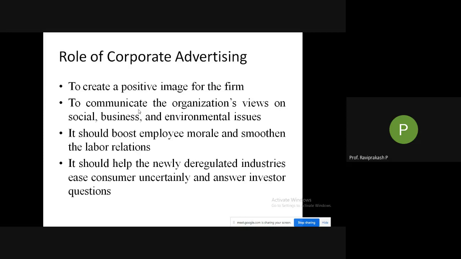So it should help the newly deregulated industries ease consumer uncertainty and answer investor questions. So basically, if some issue is there, for example, if you are having any financial issue or a marketing issue or some issue about a particular product, and you ask a particular person about this, who is related to the industry or who is holding a very good position in some group, where they deal with all these things.